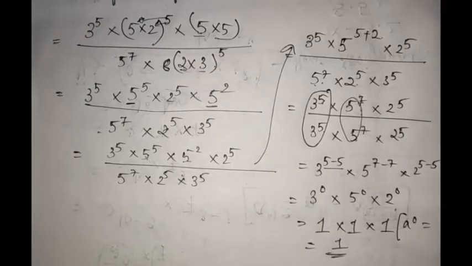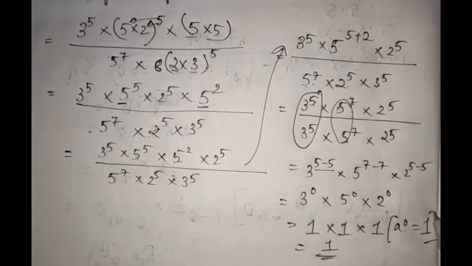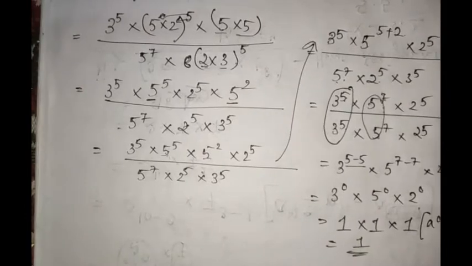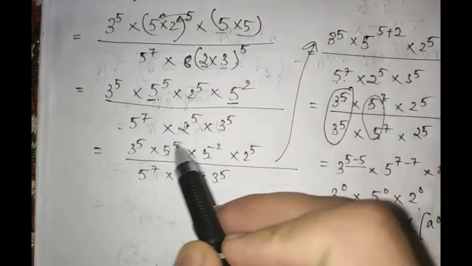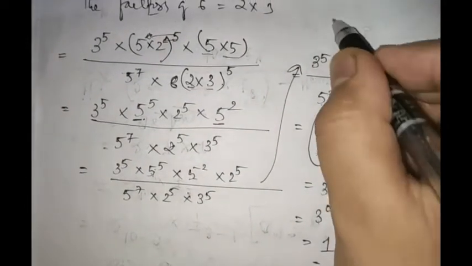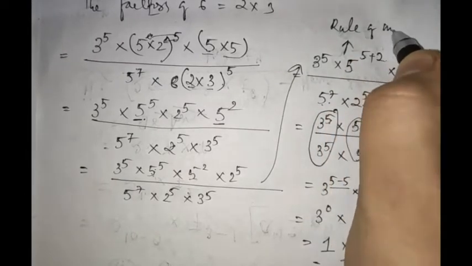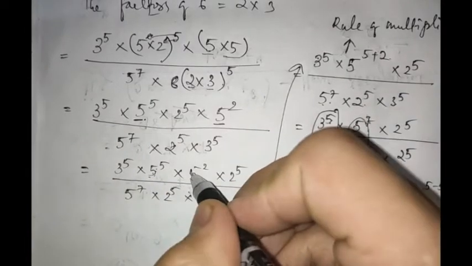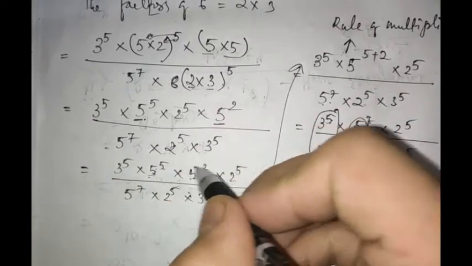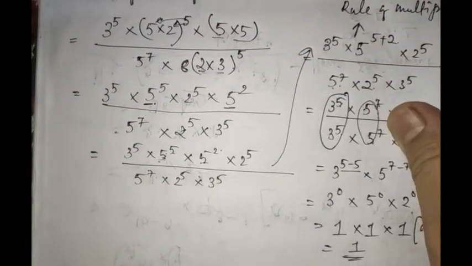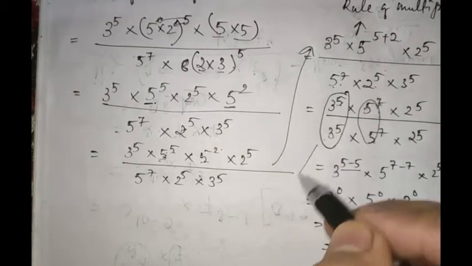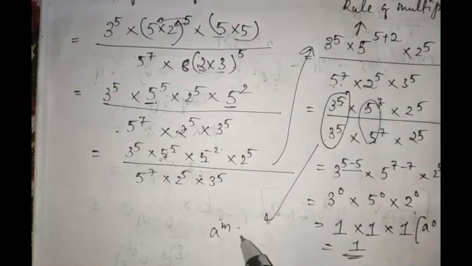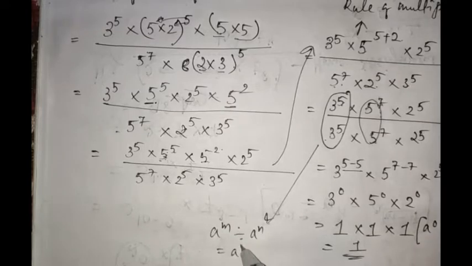Because a to the power 0 is 1 according to the rule of exponents, right? What I have done here, I have used the rule of multiplication. Why can I do this? Because when you have the same base, your exponents will be subtracted. When you have the same base, what will happen? Your power will be subtracted, isn't it?